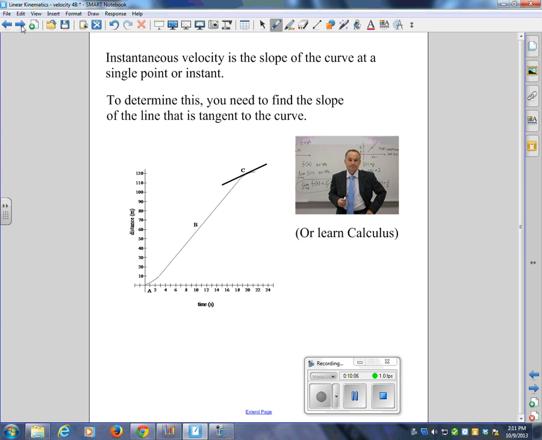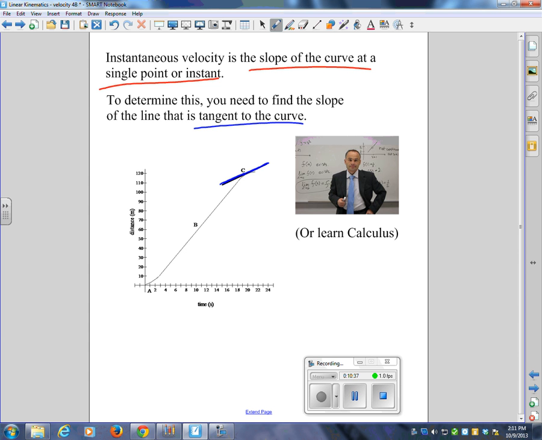Instantaneous velocity is a word you need to know. It is the slope of the curve at a single point or instant. Okay? It is the slope at an instant. To determine this, you need to find the slope of the line that is tangent to the curve. In other words, a line that just touches the curve, and we say approximates the slope of the curve.